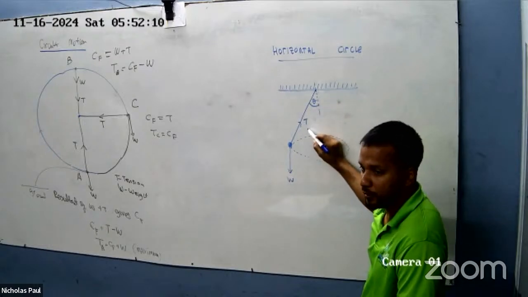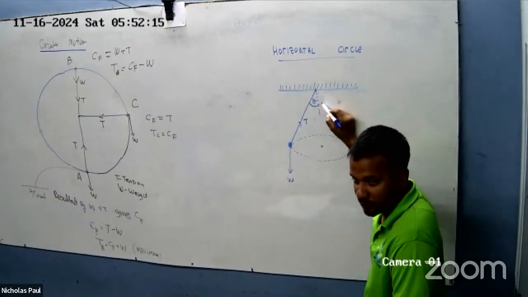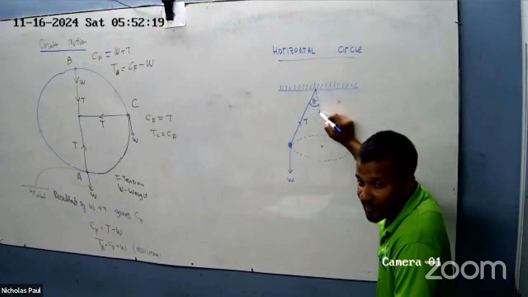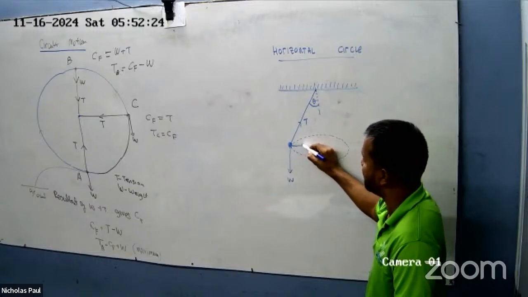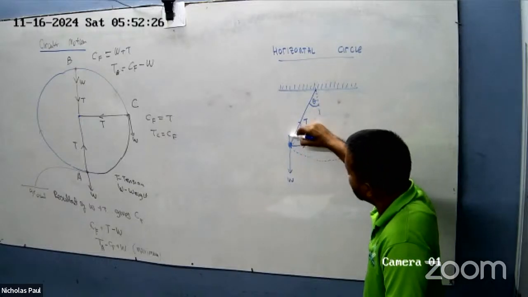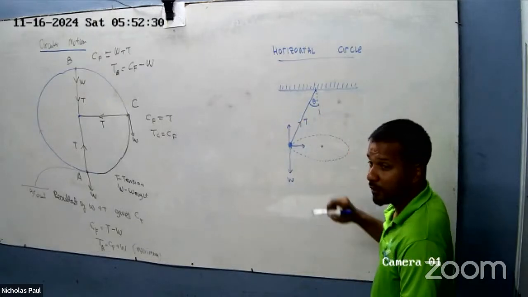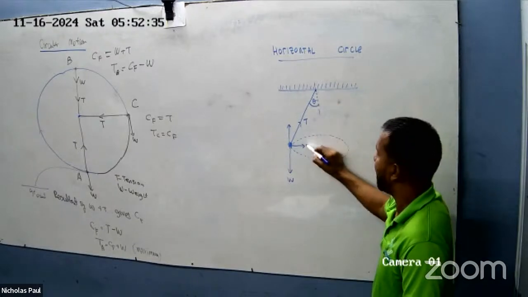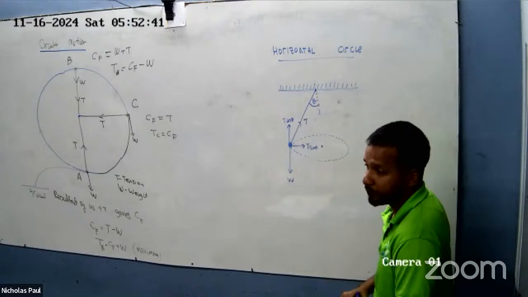So what do you do with tension? You have to resolve tension. So you have to resolve tension horizontally and resolve tension vertically. Okay? So horizontally is what? Opposite theta. So that will be T sine theta, and adjacent will be T cos theta.